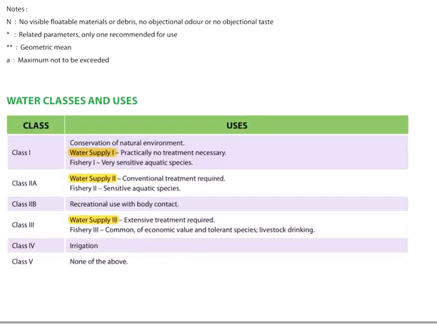As far as water supply is concerned, we are looking into class 1, class 2A and class 3. The water quality for class 1 is the best. Practically, there is no treatment required for the water quality class 1. As for class 2A, conventional treatment shall be required. As for class 3, extensive treatment will be required. Beyond class 3, it is not suitable for water supply.